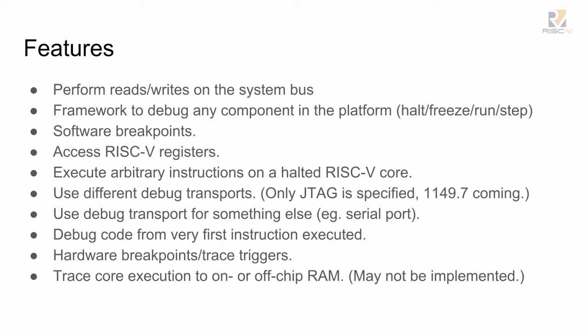We'll have different debug transports. The current spec only lists regular JTAG. We're working on 1149.7, which is two-wire JTAG. In the future, we should be able to easily add more debug transports. You can use the debug transport for something else that's not debugging. The obvious feature for that is if your firmware has some kind of command line interface, you could run a serial port type thing over the debug interface in case you don't actually have a real serial port working yet on your hardware.